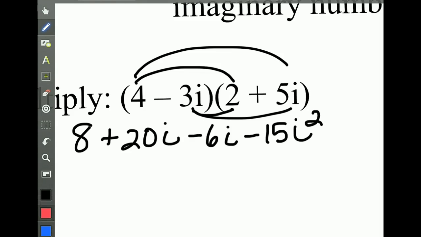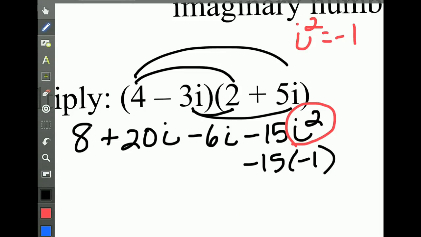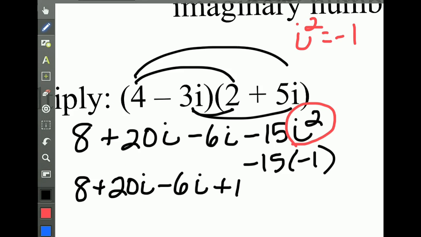But I want you to think about what that value is. What does i squared equal again? i squared always equals negative 1. So this really now becomes negative 15 times negative 1. So if I am going to simplify that, I've got 8 plus 20i minus 6i plus 15.